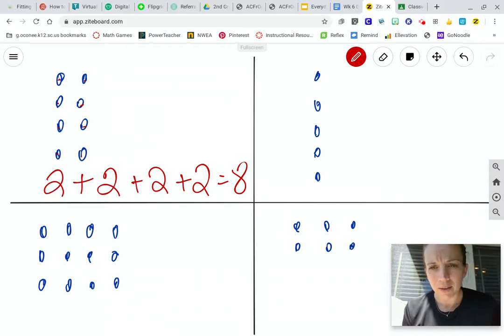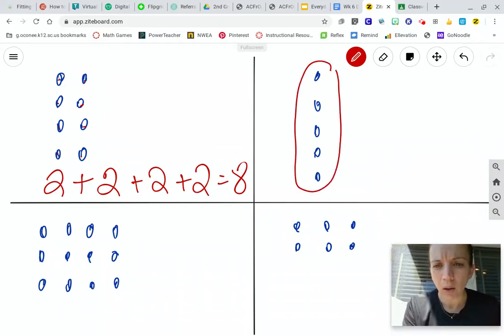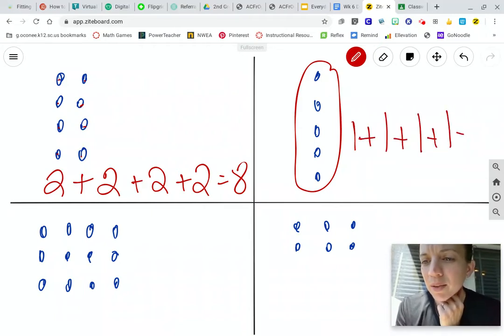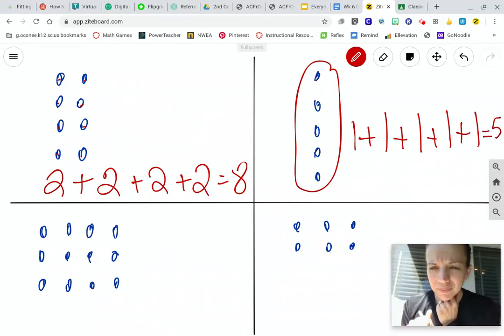I get the same answer. Here, I've only got 1 column, okay? But I've got 1, 2, 3, 4, 5 rows. So I would say 1 plus 1 plus 1 plus 1 plus 1. And of course, that's going to give me 5.